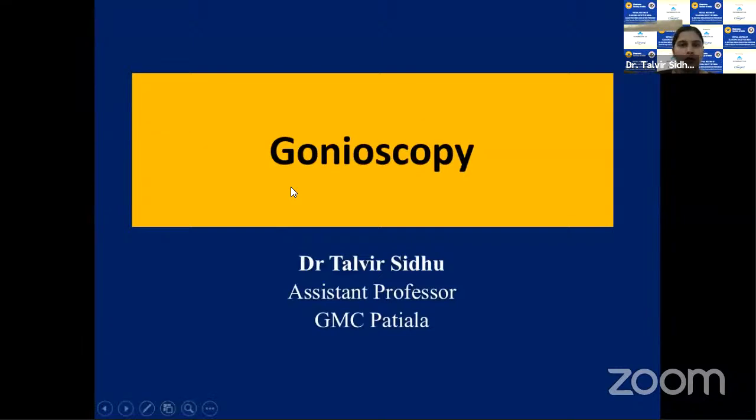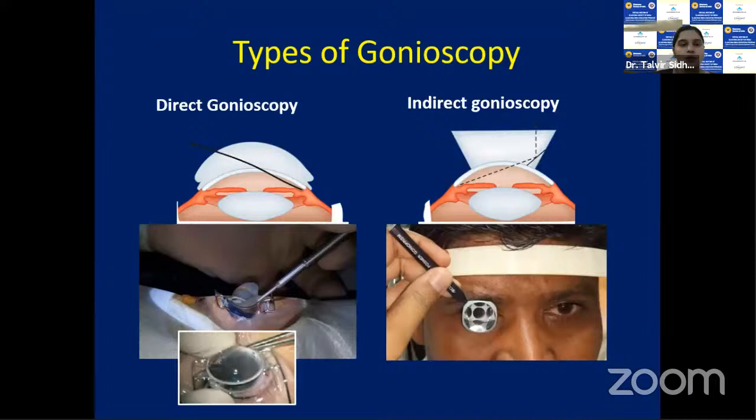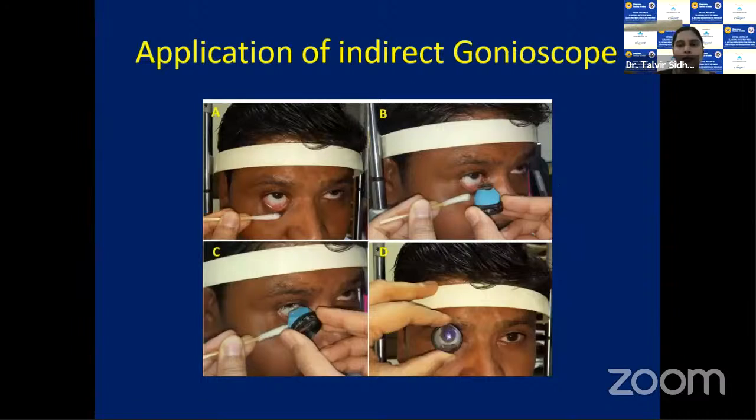So I'll be talking about gonioscopy, mostly the practical aspects. We all know the principle of gonioscopy is to overcome the total internal reflection of light that happens at the cornea. When we apply a gonioscope, the light can actually pass through the cornea and we are able to see the angle structures. The type of gonioscopy where we put a high power button-like lens over the eye is direct gonioscopy, but where we use a mirror-based gonioscope is indirect gonioscopy. And I'll be talking mostly about indirect gonioscopy, which is mostly done in the OPD.